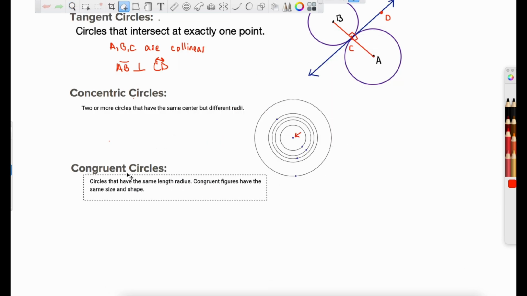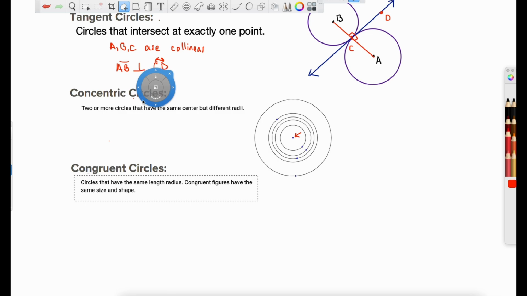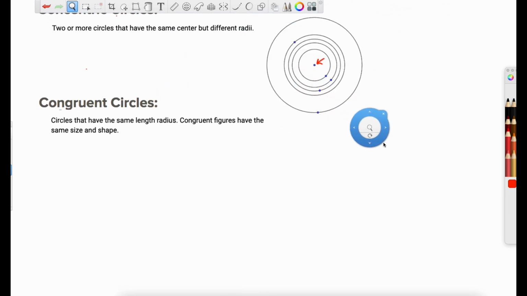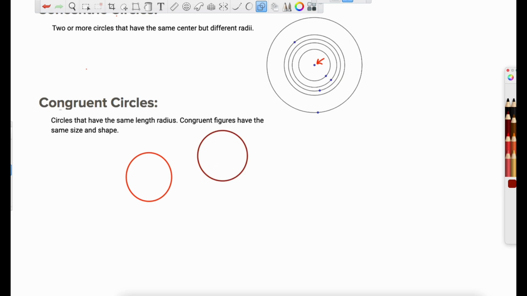So congruent circles have the same radius, and congruent figures have the same size and shape. So these circles are all going to have the same size and shape. So I can do it this way. So circle here, circle here. Let's try that one again. Like that.